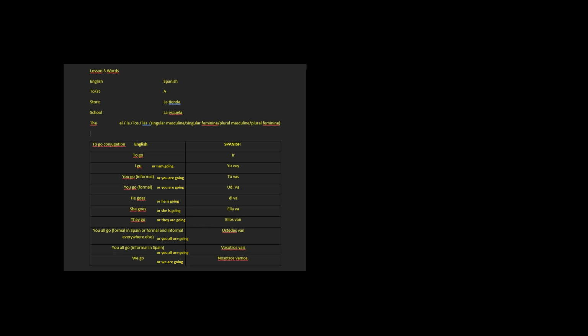Now, if you wanted there to be more than one store, like in English, for tienda you would add the letter S at the end, so it would be tiendas. So we'd have to make the word la plural, because stores is more than one, so it would be las. So to say the stores, you would say las tiendas.